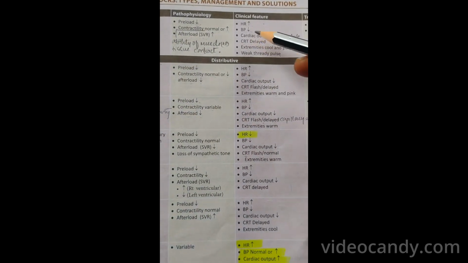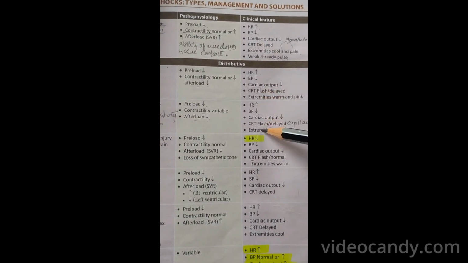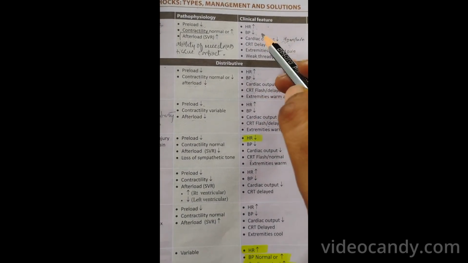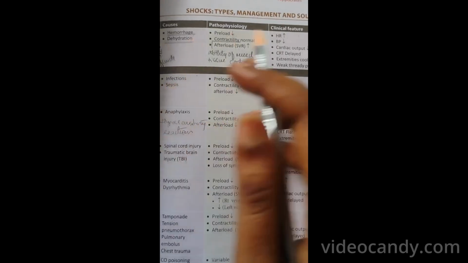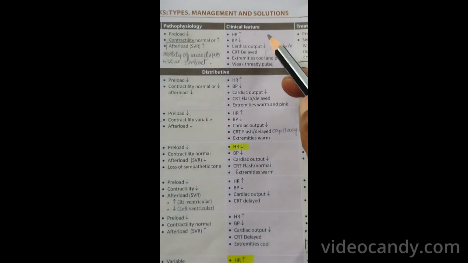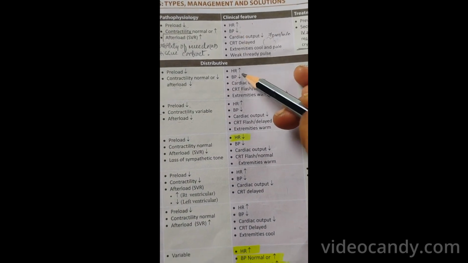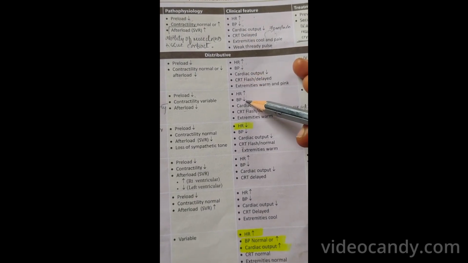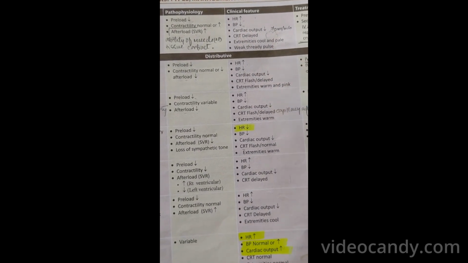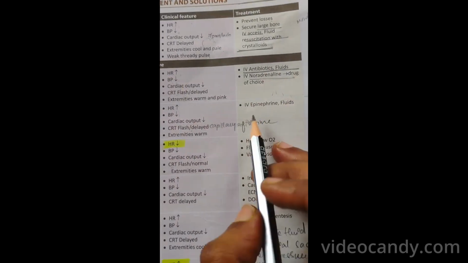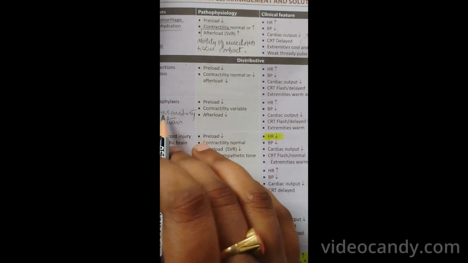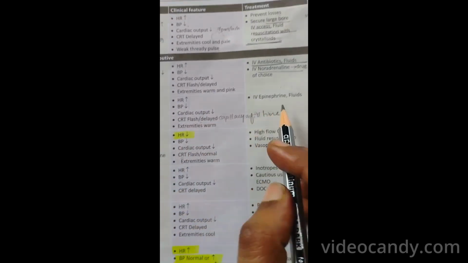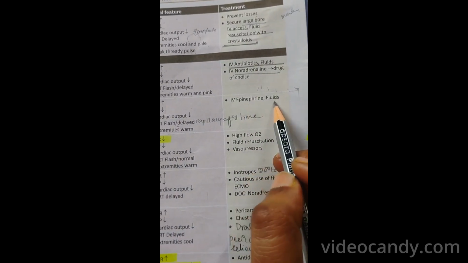So up to here, whatever we have discussed, we can see almost the same symptoms in hypovolemic, septic, and anaphylactic shock. Heart rate increases in all of them, BP decreases, and cardiac output is also the same. The treatment for anaphylactic shock is IV epinephrine and fluids.